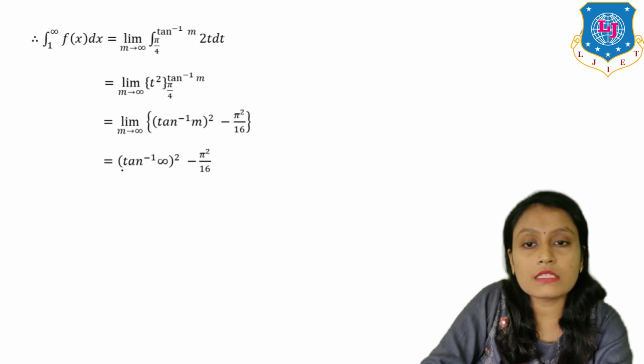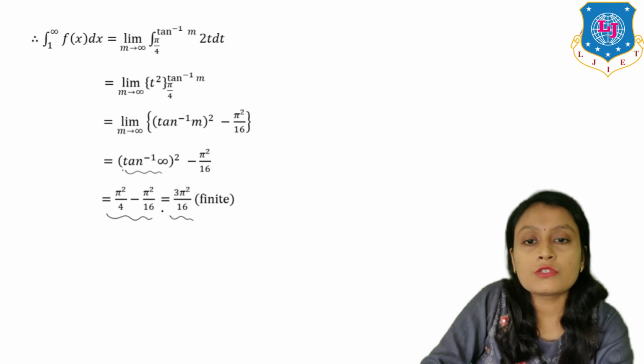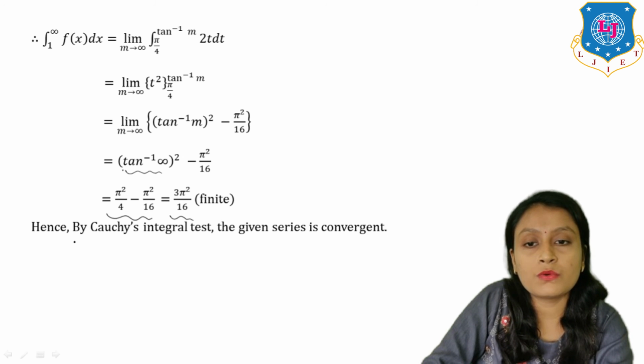Now we know the answer of tan inverse infinity is pi by 2. So square it, and you will get pi square by 4 minus pi square by 16. Simplify this, so you will get 3 pi square by 16, which is again a finite answer. So by Cauchy's integral test, the given series is convergent.